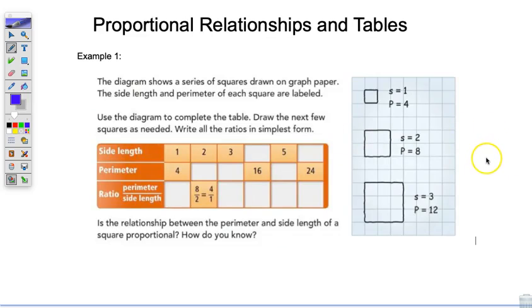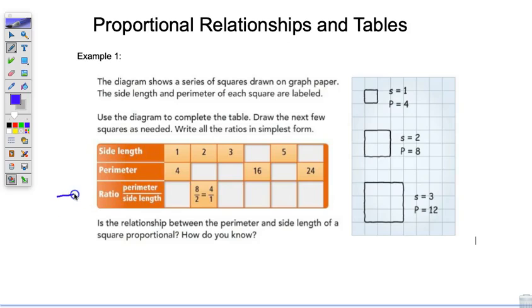The diagram in example 1 shows a series of squares that are drawn on graph paper. The side length and the perimeter of each square are labeled. So you can see the side length here is 1, the perimeter is 4, etc. We're going to use the diagram to complete the table. Draw the next few squares as needed and write all ratios in simplest form.